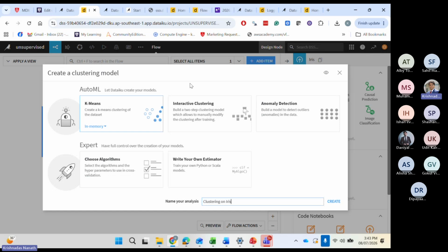Anomaly detection is another way. There is something called hierarchical clustering as well. A lot of different methods. As far as you know, one of the methods, you're good. Other you can try later. K-means is selected by default because that's the algorithm everyone usually fundamentally tries. So no need to change anything. K-means is already selected. Give a name to your analysis. And let's click on create.